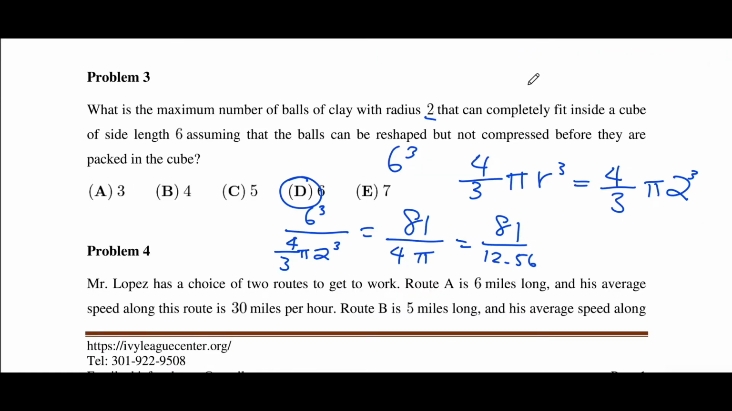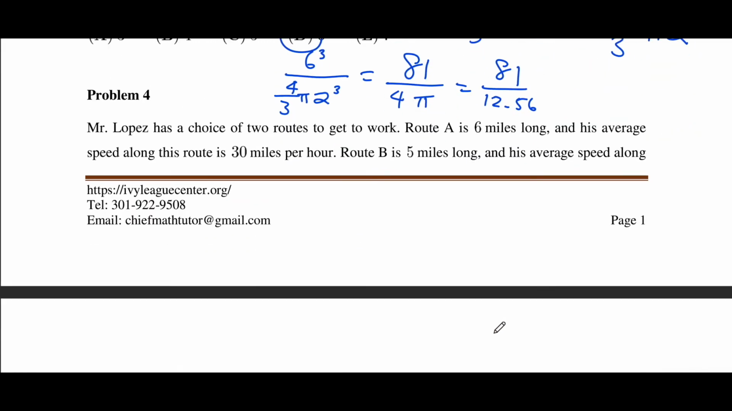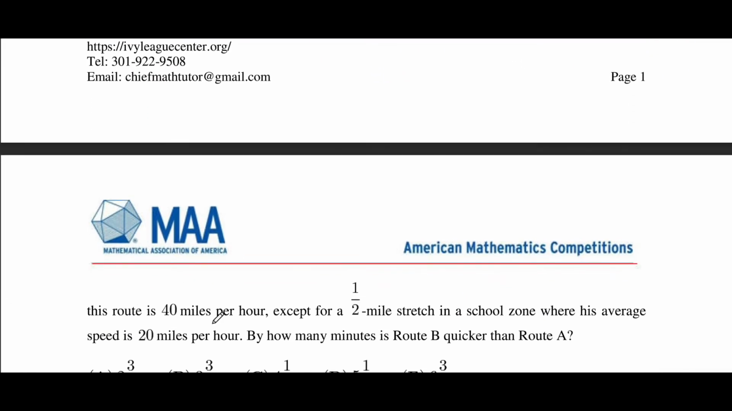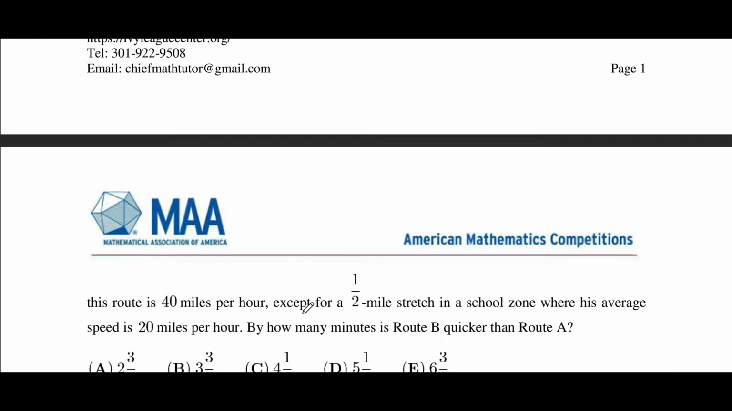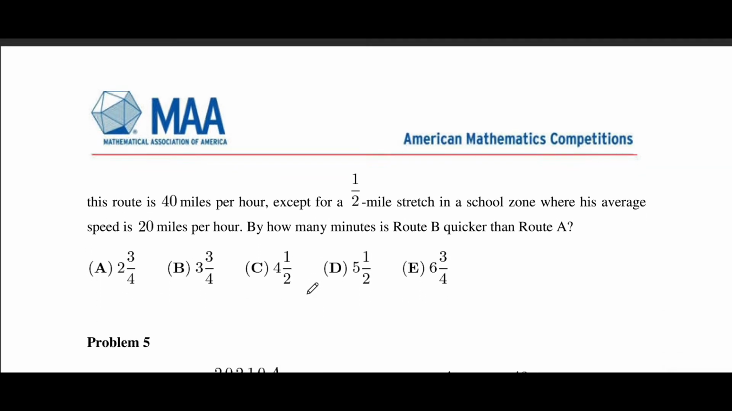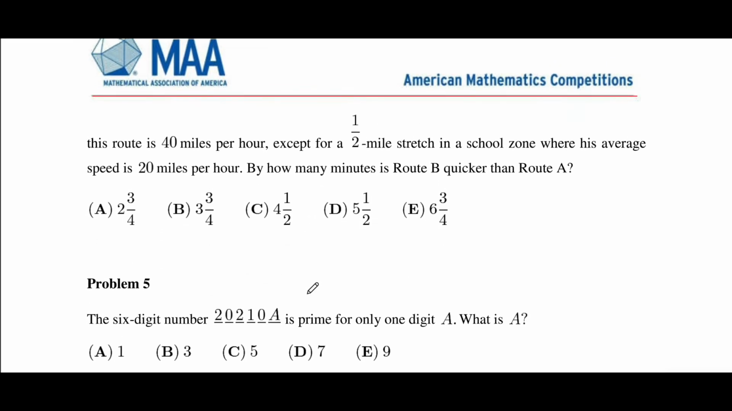Mr. Lopez has a choice of 2 routes to get to work. Route A is 6 miles long, and his average speed along this route is 30 miles per hour. Route B is 5 miles long, and his average speed along this route is 40 miles per hour, except for a half-mile stretch in a school zone, where his average speed is 20 miles per hour. By how many minutes is Route B quicker than Route A? Okay.